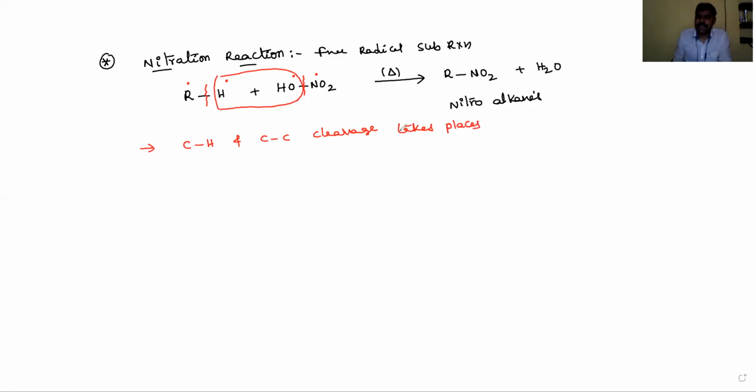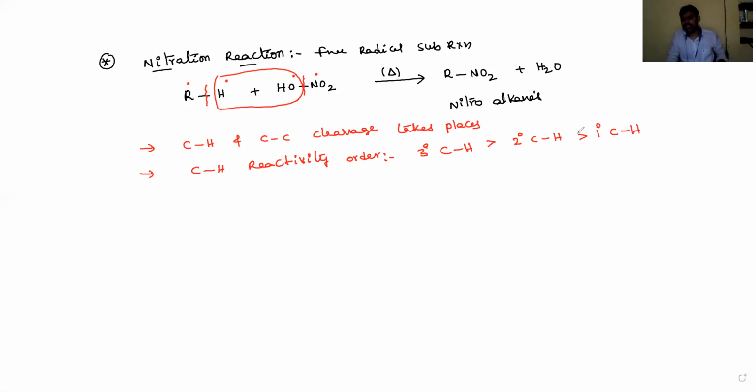Carbon hydrogen and carbon carbon bond cleavage will also take place, and for carbon hydrogen bond cleavage the reactivity order is tertiary. Carbon hydrogen bond is cleaved very fast and produces more stable free radicals, and then secondary, and then primary. In all free radical substitution reactions, the cleavage of carbon hydrogen follows the same order only. You have to remember this, dear students.